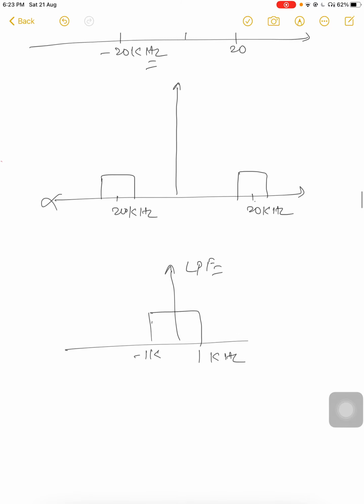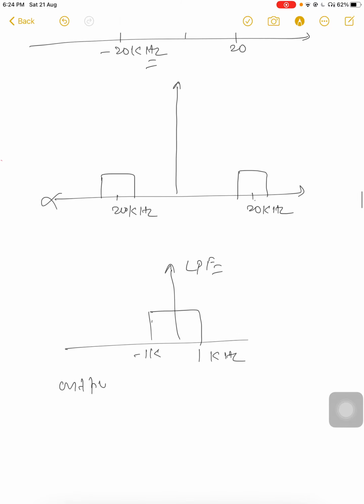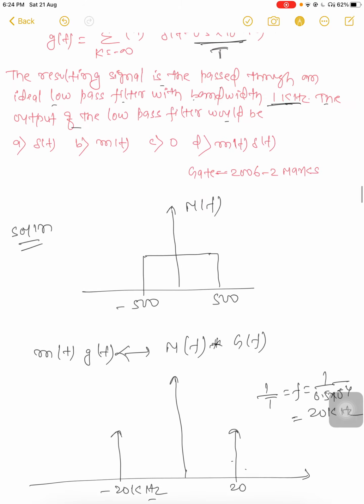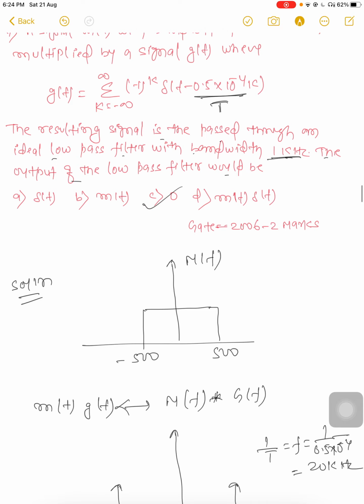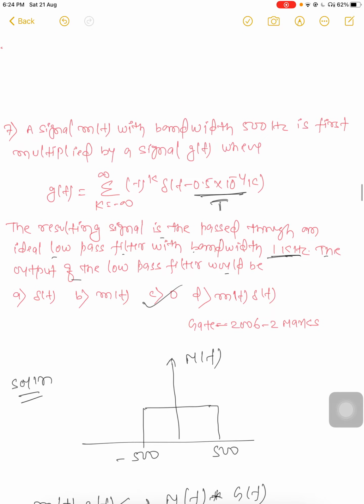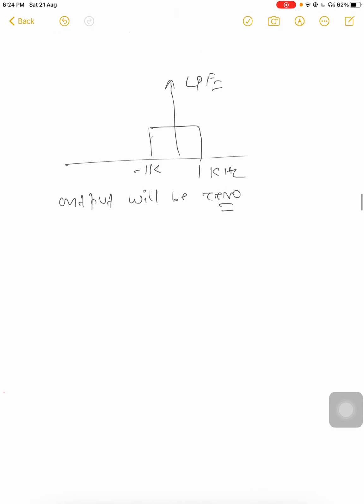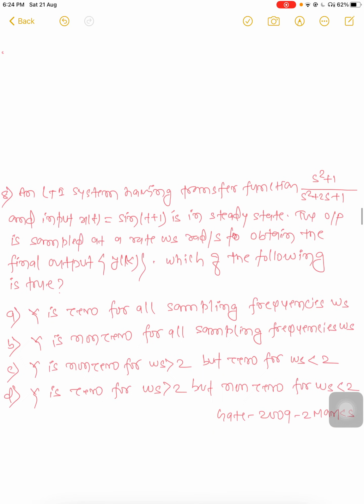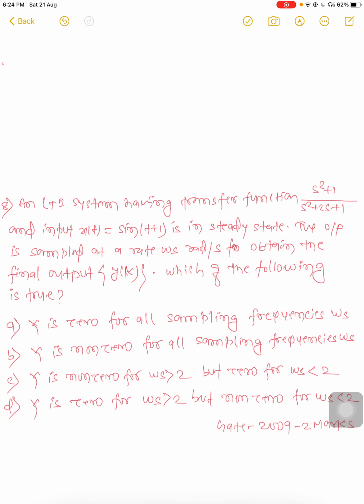This one is a low pass filter, and then what will happen? The output will be 0 because nothing will pass. So option C will be the right answer. Nothing will be passed through the low pass filter.